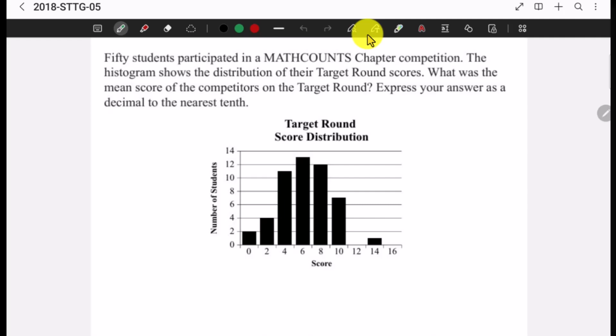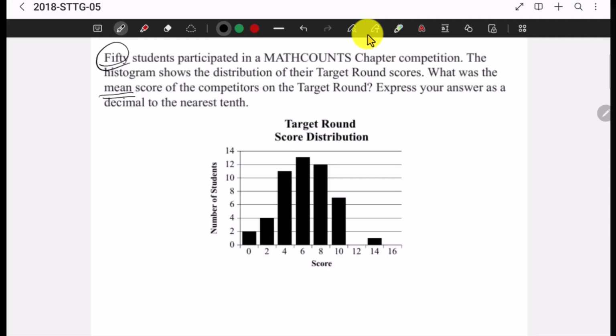This is MATHCOUNTS 2018 State Level Target Round Question 5. So in these histograms, the very important condition is to understand what the total amount is, and the question is kind enough to provide that to us already. It says 50 students participate in a chapter competition, and the histogram shows the distribution. What's the mean score?